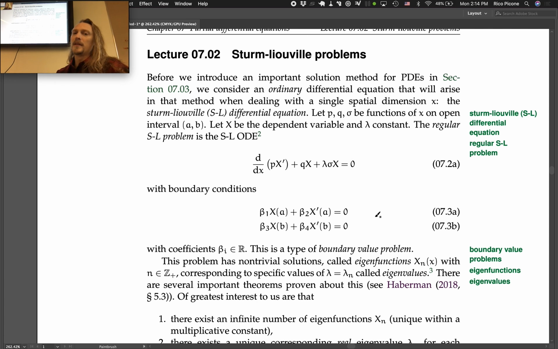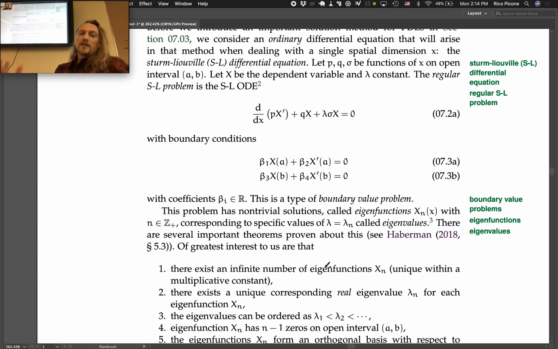So I thought we would deal with this problem separately from the PDE problem, which will include Sturm-Liouville problems, these boundary value problems, as a subset of the solution. This problem has non-trivial solutions called eigenfunctions, X sub n, where n is a positive integer, corresponding to specific values of lambda, lambda sub n, called eigenvalues. So, eigenfunctions and eigenvalues.